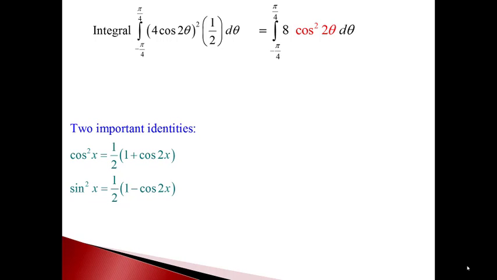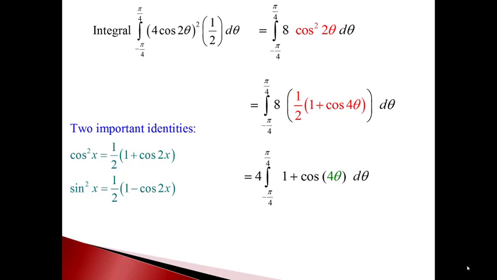Using the half angle identity, cosine squared 2 theta is written as 1/2 of 1 plus cosine 4 theta. Simplifying the integral and calculating, we obtain 4 multiplied by theta plus 1/4 of sine 4 theta. Substituting the limits gives the result 2 pi.